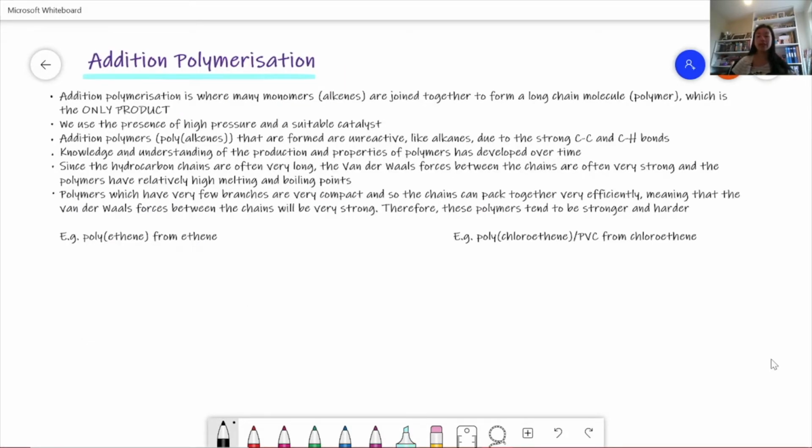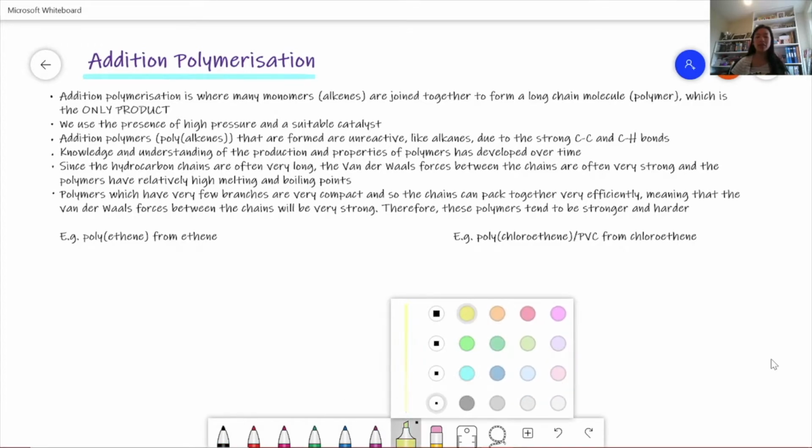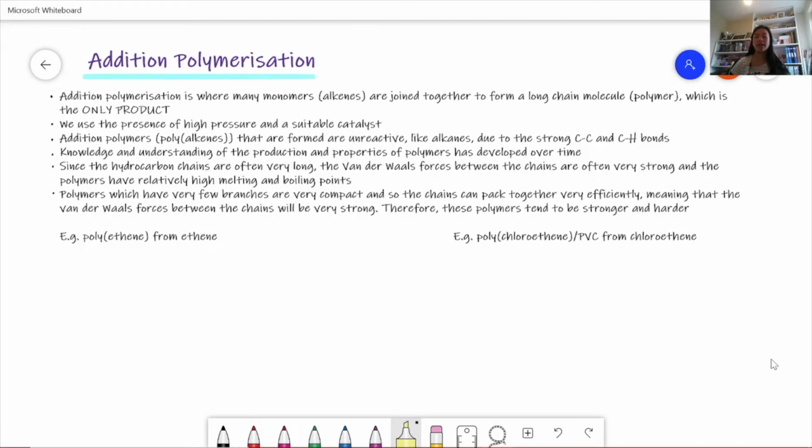So addition polymerization is where many monomers, which in this case are alkenes, because we actually make these polymers from alkenes, are joined together to form a long chain molecule, which is the polymer, and the polymer is the only product. We use a high pressure and a suitable catalyst. Addition polymers, or we can call them polyalkenes, are formed.